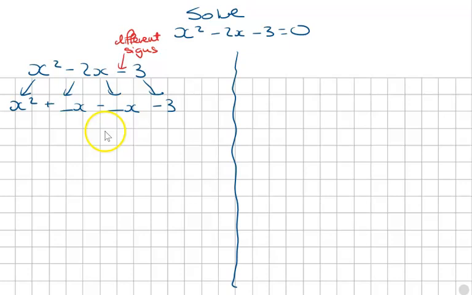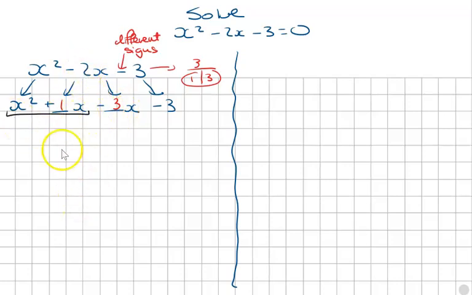So I've got plus something x minus something x. The factors of 3 are 1 and 3 because it's a prime number, so only one factor pair. So we're going to go with 1 and 3. Now we have to be careful which way we arrange them. So we want to come up with minus 2. So 1 minus 3 is minus 2, so that works.